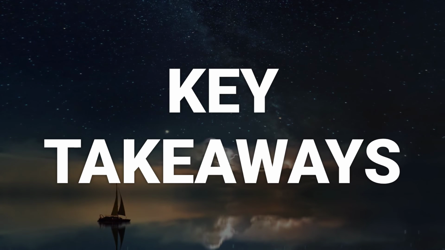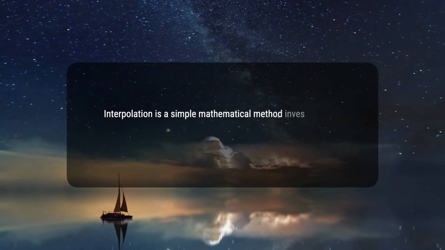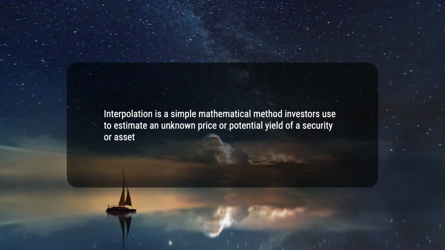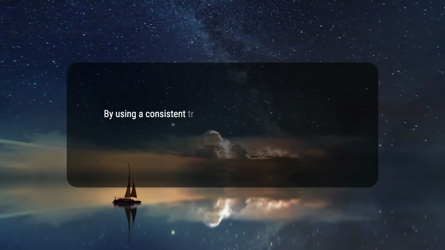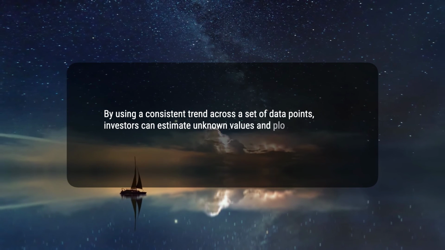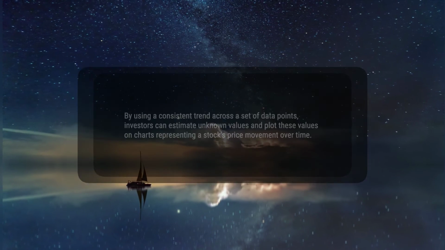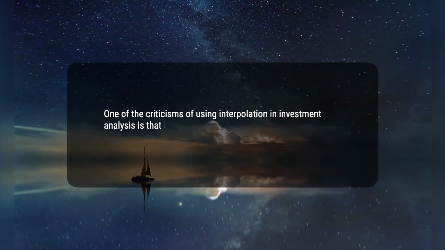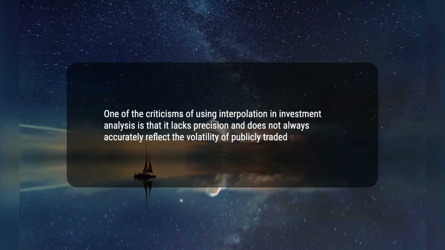Here are three key takeaways. One, interpolation is a simple mathematical method investors use to estimate an unknown price or potential yield of a security or asset by using related known values. Two, by using a consistent trend across a set of data points, investors can estimate unknown values and plot these values on charts representing a stock's price movement over time. Three, one of the criticisms of using interpolation in investment analysis is that it lacks precision and does not always accurately reflect the volatility of publicly traded stocks.